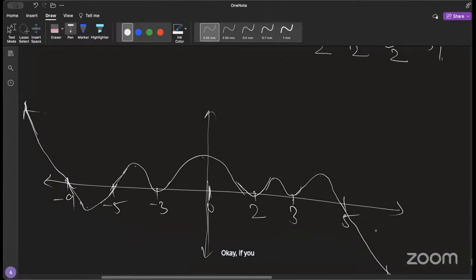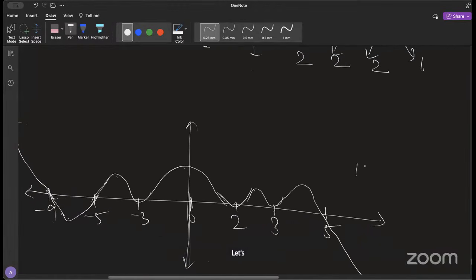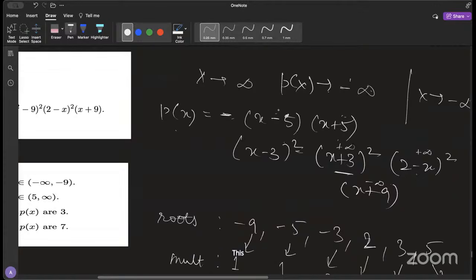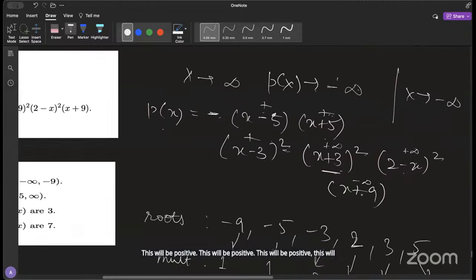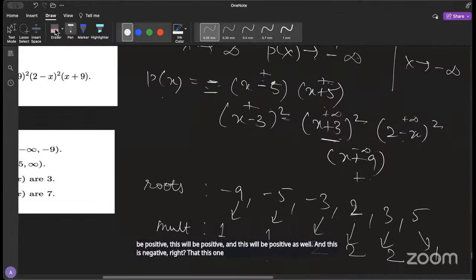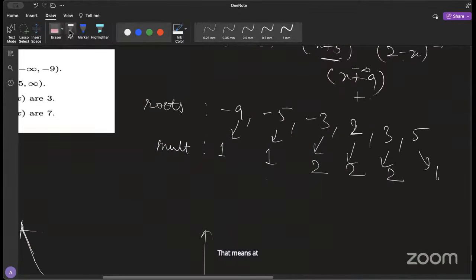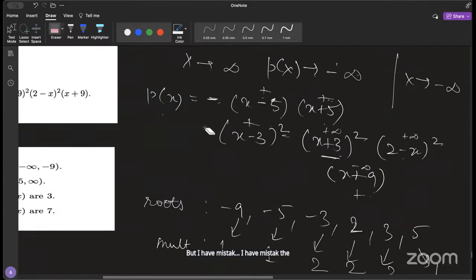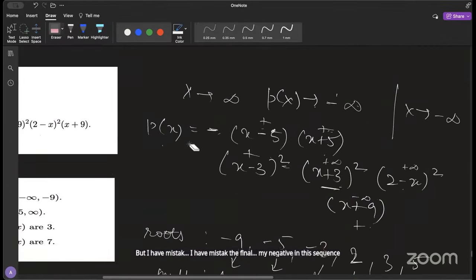Okay, if you take something greater than 5, let's test it. Let's take 10. 10 is greater than 5, right? Let's put 10 here. If you put 10 here, this will be positive, this will be positive, this will be positive, this will be positive, this will be positive, and this will be positive as well. And this one is left, it's negative. That means at 10, your value is negative, which is consistent with our graph. Sorry, ma'am, I made a mistake. I forgot the negative in the sequence. That's okay. Yes, ma'am. Thank you.